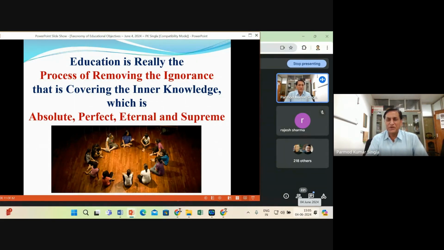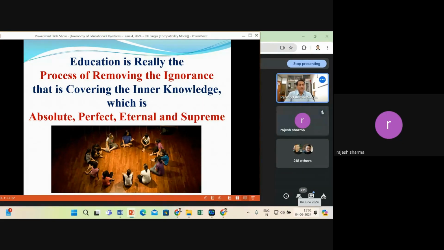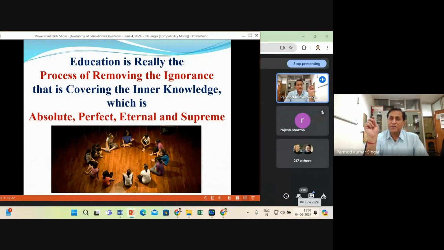Why I have chosen this particular definition to share with you is that, let me explain with a very simple corollary here. Every seed, Rajesh ji also used the word potential, every seed has a potential to become a tree. We are not putting the tree inside the seed, it is already there, which is absolute, perfect, eternal, and supreme. Every knowledge, every skill is already there inside the student. Every seed has the potential to become a tree.